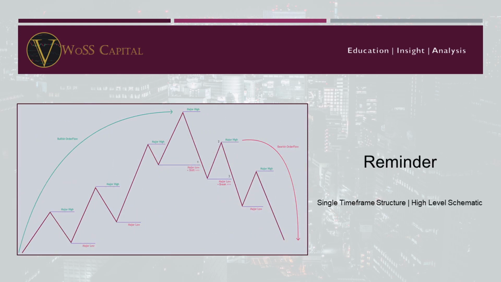To recap a little, let's have a look again at a single time frame structural schematic. So the major highs and lows are identified here, as well as order flow in this time frame. I'm not going to go into this in too much detail, it's just on the screen to refresh your memory as to what this looks like.